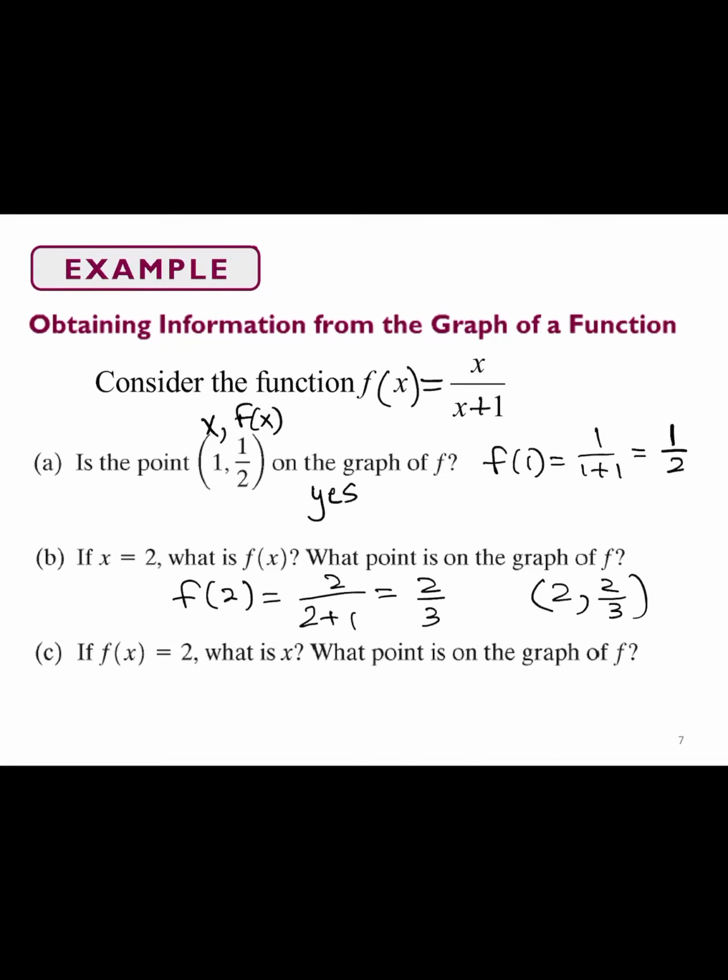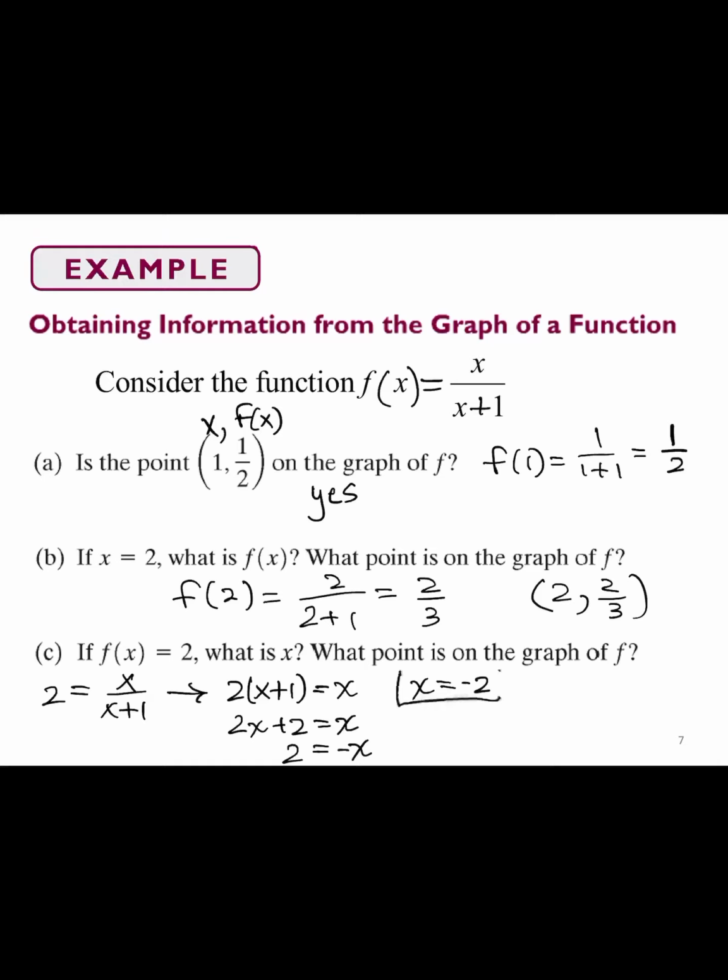Then part C says if the output is 2, what is x? So we're going to write 2 equals x over x plus 1 and solve for x. Solving for x, you have 2 times (x plus 1) equals x. We'll distribute the 2. That gives us 2x plus 2 equals x. And we'll move all the variables to one side. We have 2 equals negative x. Dividing by negative 1, we have x equal to negative 2.